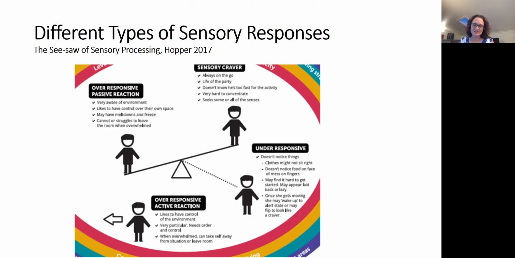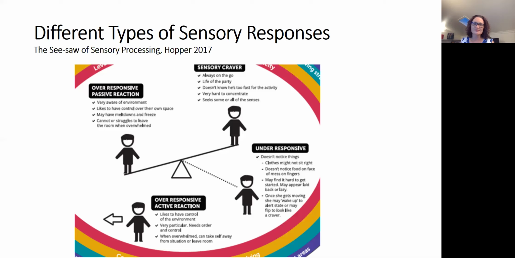The first section is the over-responsive kids. This is where a little bit of sensory information feels way too much. That over-responsive reaction might be passive. This is where kids are really aware of their environment. They like to have control over their own space. They may have some meltdowns and freeze, and they might struggle. They have that freeze response. This would be that little girl I was talking to you about who just froze in her seat and couldn't move. She was so overwhelmed that she was in that freeze response.